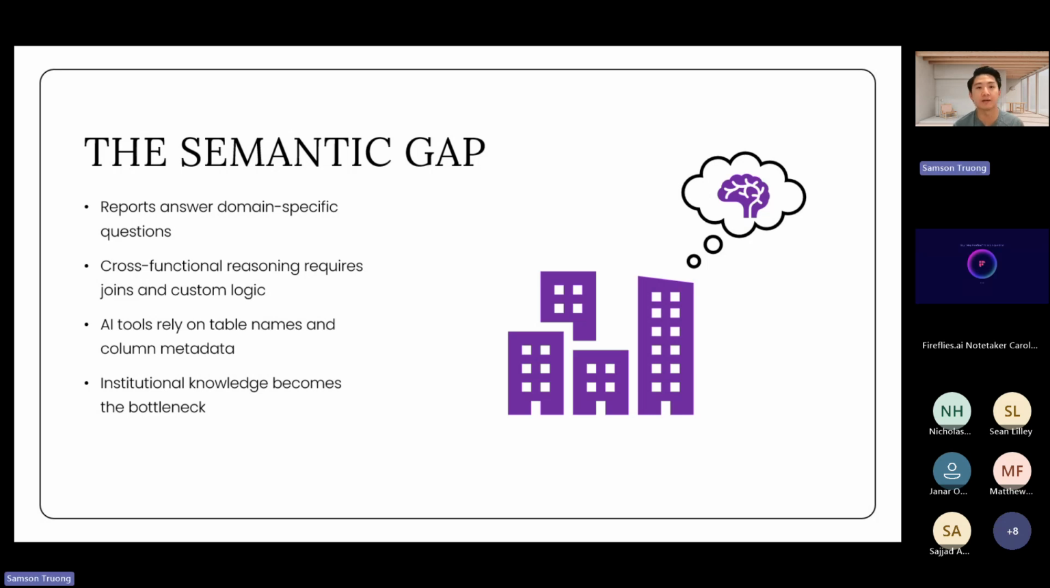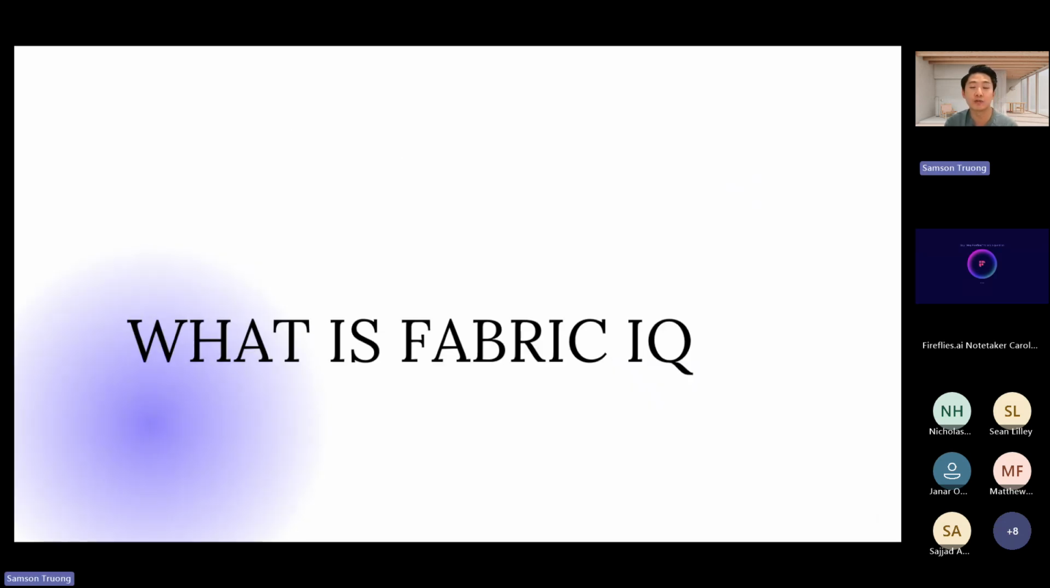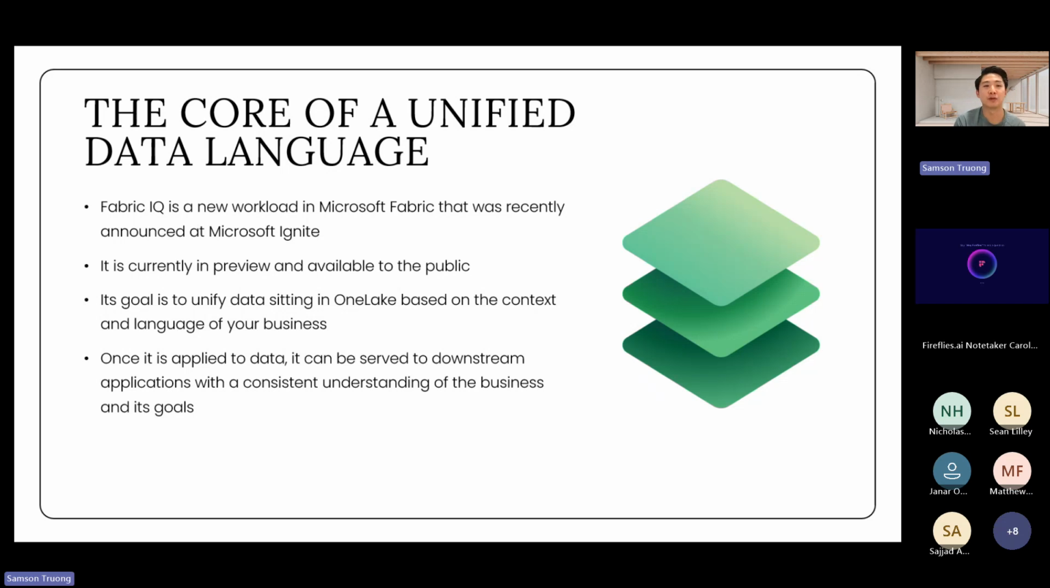So how can we solve that? So what is Fabric IQ? Fabric IQ is Microsoft's solution to this problem. How can we solve that semantic layer gap and have all of our domains, our cross-functional domains, start working together in one interoperable solution set? So Fabric IQ is really the core of a unified data language.